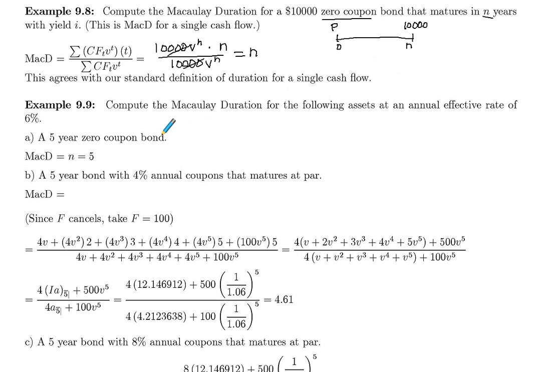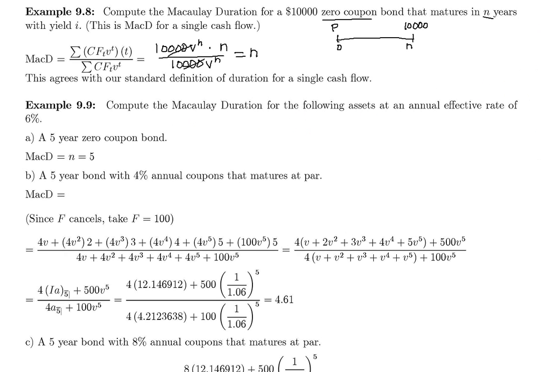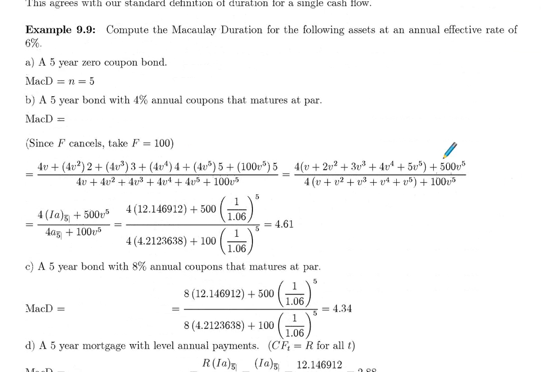All right, now let's look at Macaulay duration for several different assets here. So first, a 5-year zero coupon bond. Well, when it was an n-year zero coupon bond, the duration was n. So here n equals 5, so our duration is just 5 years. It's the time to that one single payment.